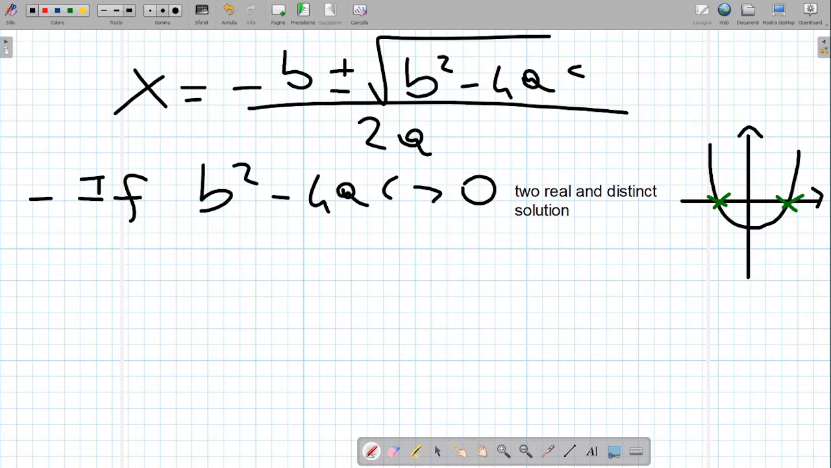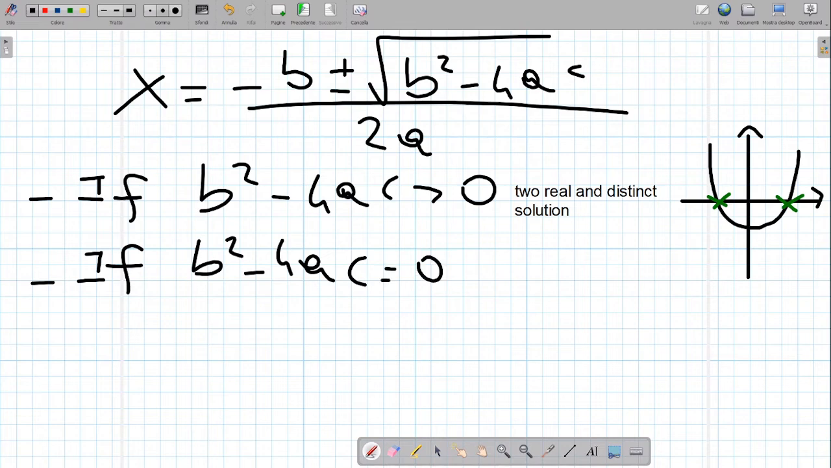The second case we have seen yesterday is if delta is equal to 0. That means that this time the solutions will be two real, but now they will be coincident. Two real coincident solutions.